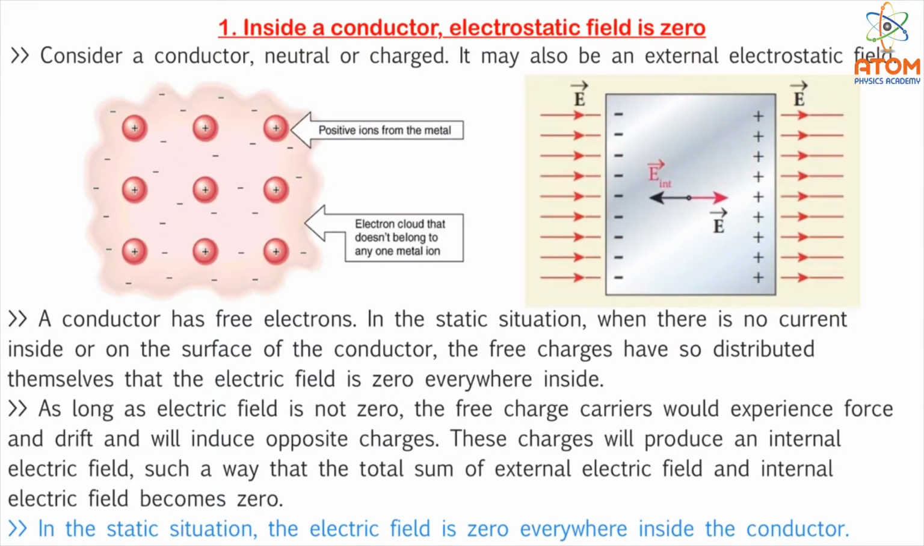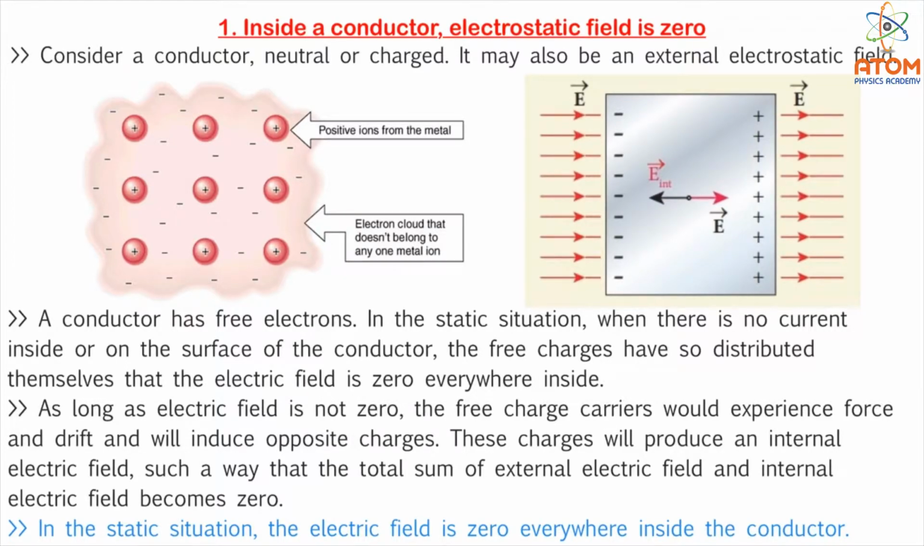So when there is no current inside or no current on the surface of the conductor, in that situation these positive and negative charges are distributed in such a way that the electric field at every point becomes 0. You can understand these are positive and negative charges, so their electric fields will be opposite, and so the resultant electric field at every point in this conductor remains 0 when there is no current passing on the surface or inside.